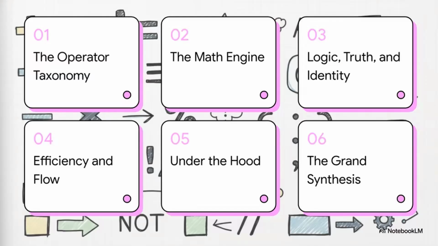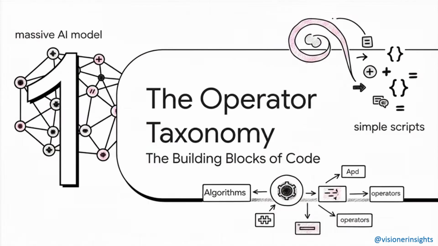So here's our roadmap. We'll kick things off by mapping out all the operator families. Then we're going to dive into how Python crunches numbers and handles logic. After that, we'll uncover some secrets for writing way faster code and even take a peek under the hood to see what's happening at the machine level. And you'll definitely want to stick around for the end, because that's where we'll put it all together in a really cool real-world example. All right, let's start with the big picture.